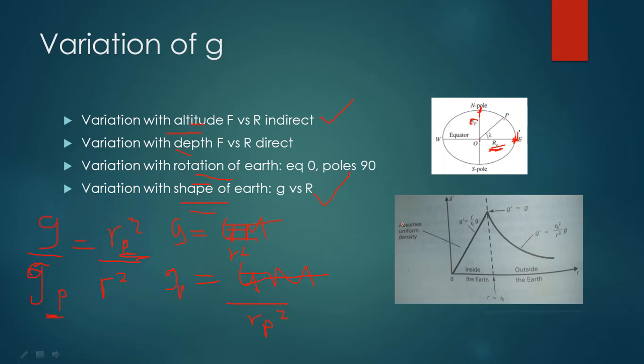So haina tofauti. And this is the graph that summarizes what we have been saying. Previously nilisha kuonyesha this graph kwamba g dash inside the earth is directly proportional to the R, which is the distance from the center of the circle, the depth inside the earth. While outside the earth, g varies inversely, and it's an exponential function because of the square outside the earth. This is inside the earth, assuming a uniform density.